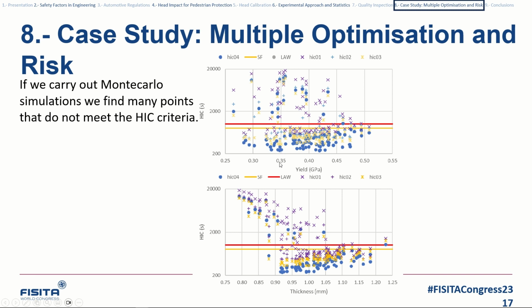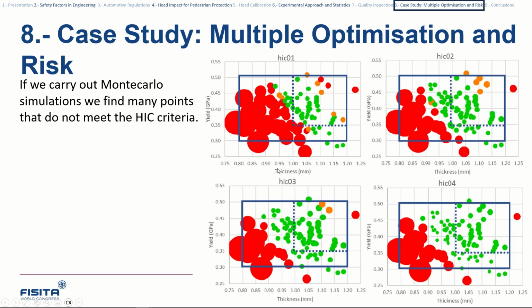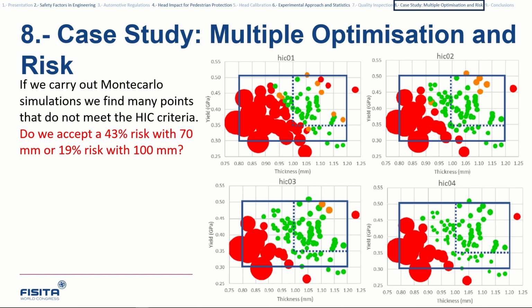We can plot this as a function of yield stress or a function of thickness. Or we can plot together and have the size of our impact point, okay, at value of HIC and the color, so red is above 1000, green is below 800, and orange is between 800 and 1000. So here we have with 70 millimeters many points that are red. Okay, the number of red points is decreasing with the space. Also, do we accept this 43% of points that are red with 70 millimeters, or this 19% that are red with 100 millimeters?